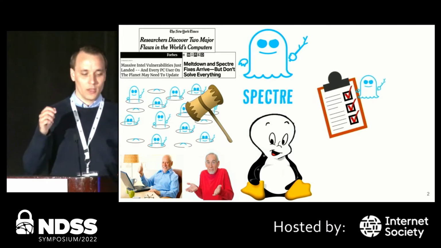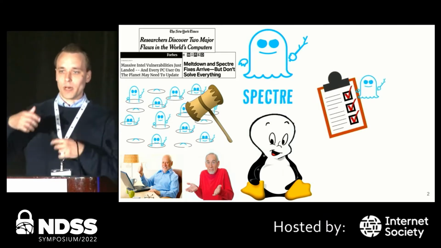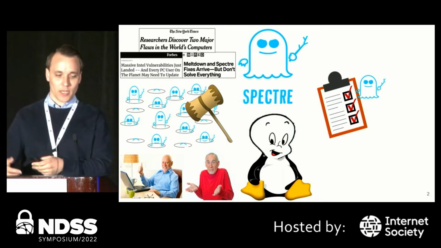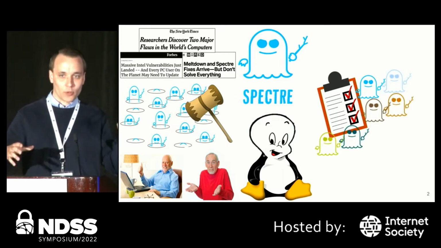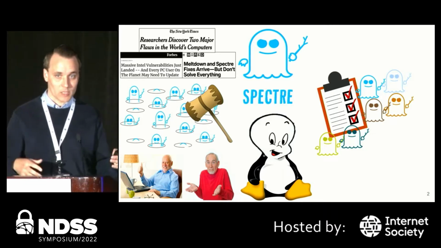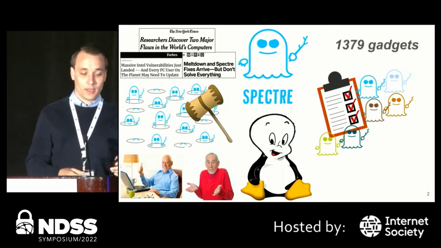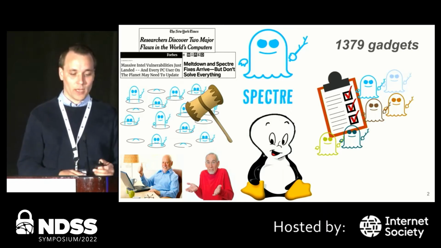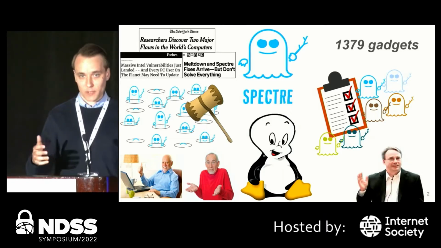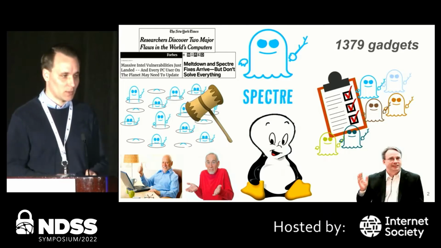And the way we identify gadgets is by modeling the essential steps of a Spectre gadget. And we also model the different sorts of vulnerabilities and variants that are possible on a transient path. And as a result, we find over 1,300 gadgets. And we had some heated discussions with the Linux kernel developers as to how to actually mitigate these gadgets. I'll get into that later.